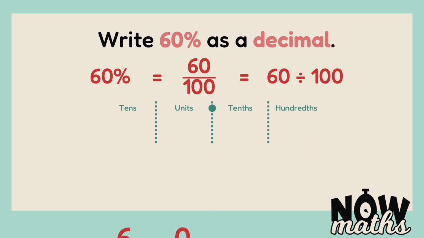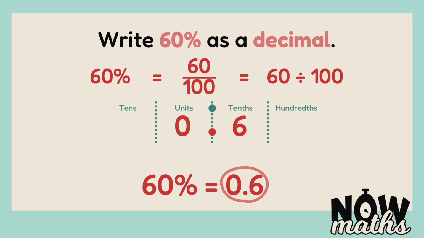So 60 has 6 tens and 0 units. It also has 0 tenths and 0 hundredths, so we won't worry about those for now. When we divide by 100, we shift all of the digits to the right 2 places. So we can see that the 0 units will move to the hundredths and the 6 tens will move to the tenths. We now have 0 tens and 0 units. When we write this down, we don't need to worry about the 0 tens and the 0 hundredths, and we can say that 60% is 0.6 as a decimal.